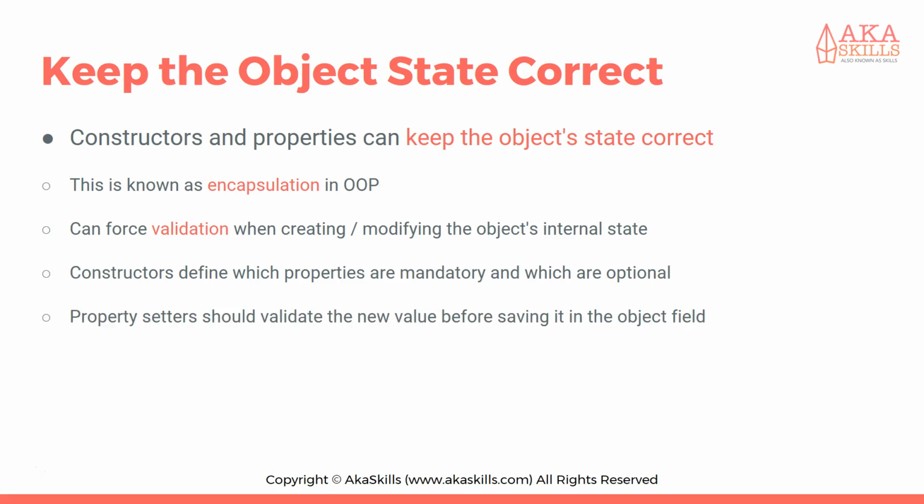Property setters should validate the new value before saving it in the object field, and invalid values should cause an exception. And all these things are actually what means keeping the object states correct.